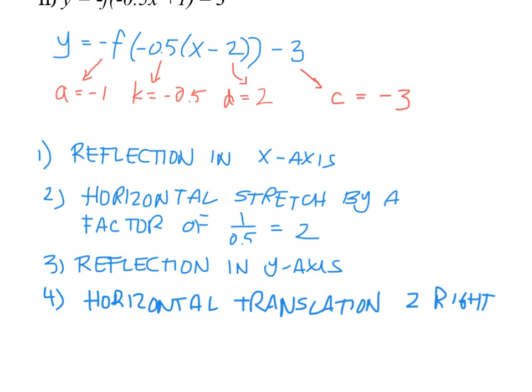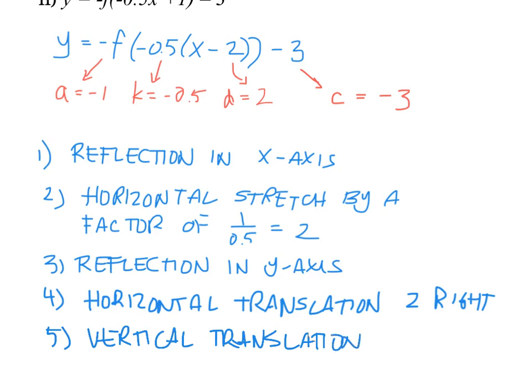And lastly, c being negative 3, that's going to be a vertical translation. Oops, can't spell, hold on, translation. 3 down, right? There we go. Those are all the transformations that we can get applied to it. The only thing that was missing from this is a vertical stretch or compression, right? But the rest of the transformations were applied here.